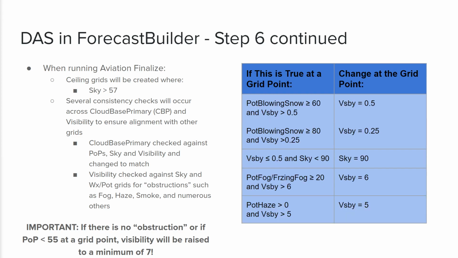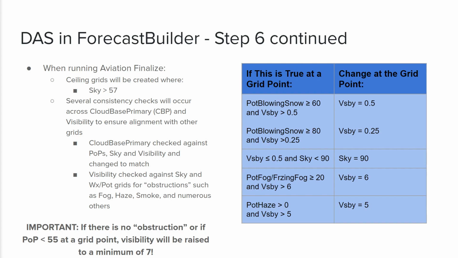The final check is a big one, and as I've emphasized previously, is a common mistake that will cause your visibility grids you work so very hard on to be largely reset if you aren't careful. Visibility is going to be checked against your PoT grids, such as PoT fog/freezing fog and several others like haze, etc. The initial checks listed in the table show how visibility, and in one case sky, will be checked and changed based on what is in your PoT grids.